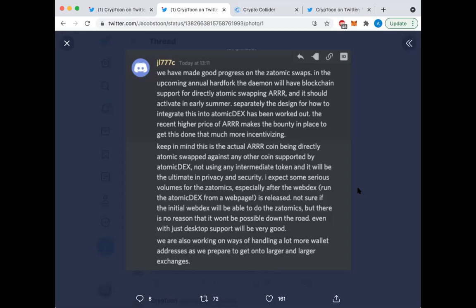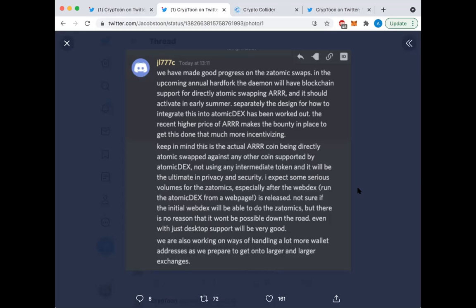Well, yeah, Komodo platform people have been working on atomic swaps for years now. Don't get that mistaken, okay? Let's put that out there, out into the space. The recent higher price of R makes the bounty in place to get this done that much more incentivizing. Interesting, cool. So you see how the price of R going up makes it like a snowball effect.